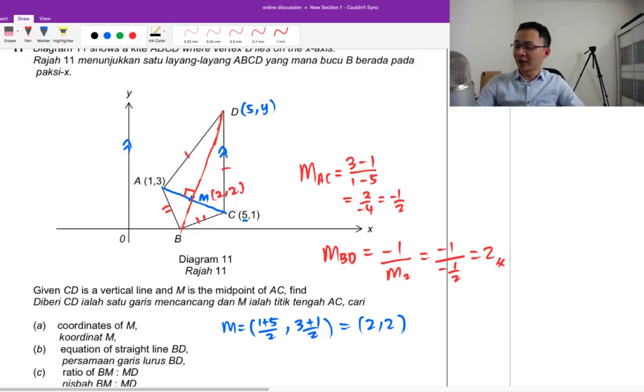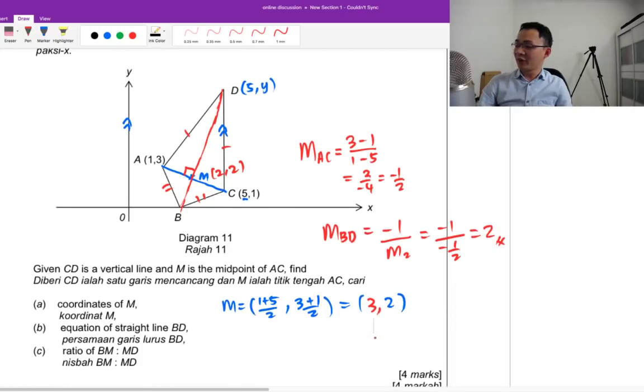I know my gradient of BD is 2 now, and then I have my midpoint, which is (2, 2). Then I can sub everything into the formula. Is it (3, 2)? Okay, thanks for that. Then this is (3, 2). Yeah, I'm too tired today. Okay, so we have the coordinate and we have the gradient too. Then we can substitute into the formula.